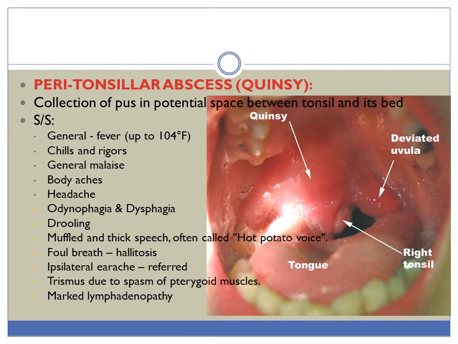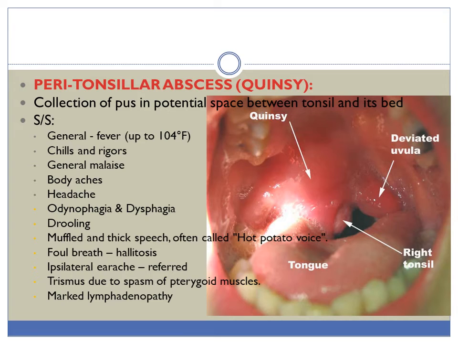The patient will have a hot potato voice. What do you understand by the term hot potato voice? If you place anything hot over the tongue, the type of speech that you will get after that is known as the hot potato voice.